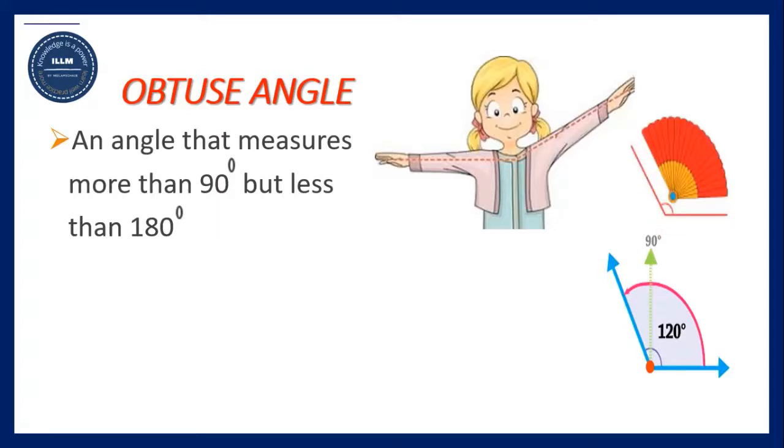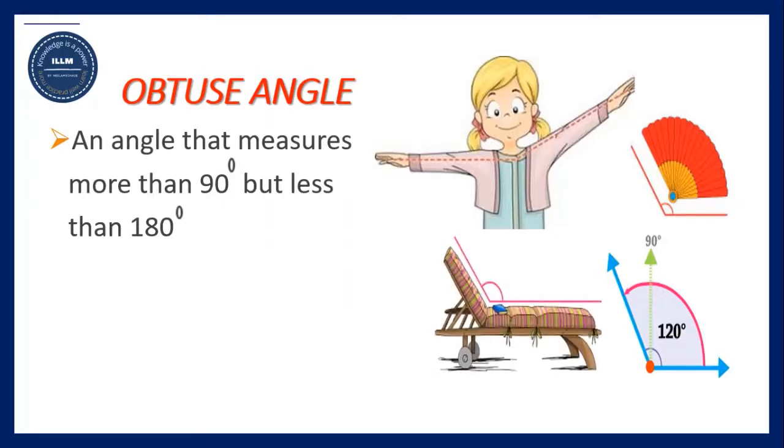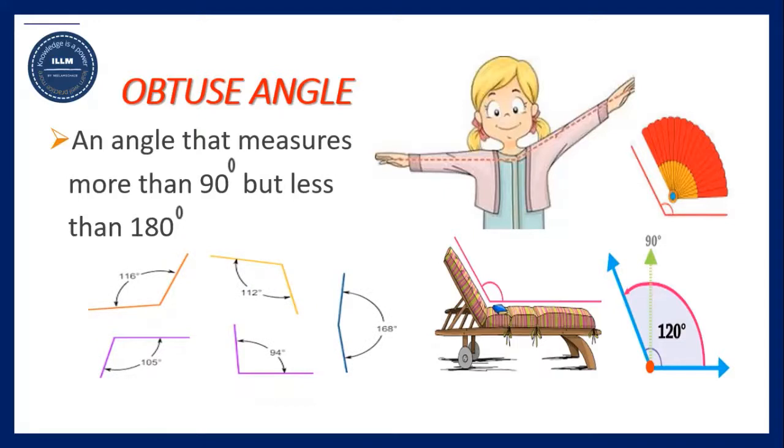This Chinese fan is also showing an obtuse angle. This bed is also showing an obtuse angle because both arms are having a space more than 90 degree but less than 180 degree. Here you can see different obtuse angles. These are all more than 90 degree but less than 180 degree.